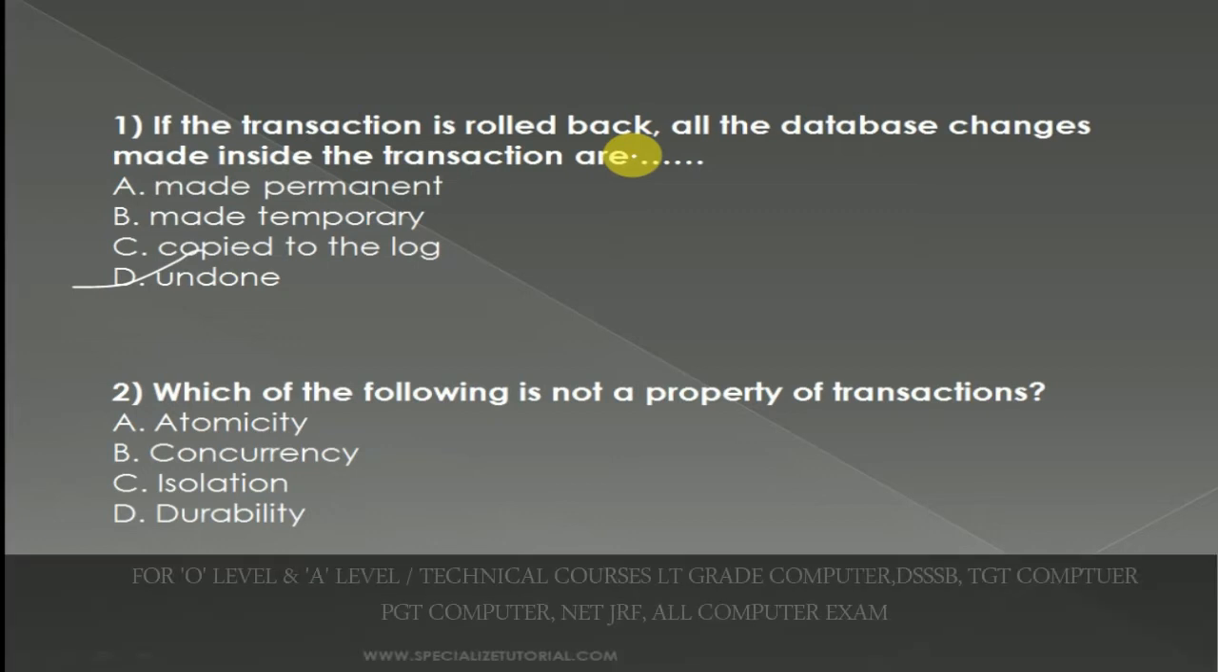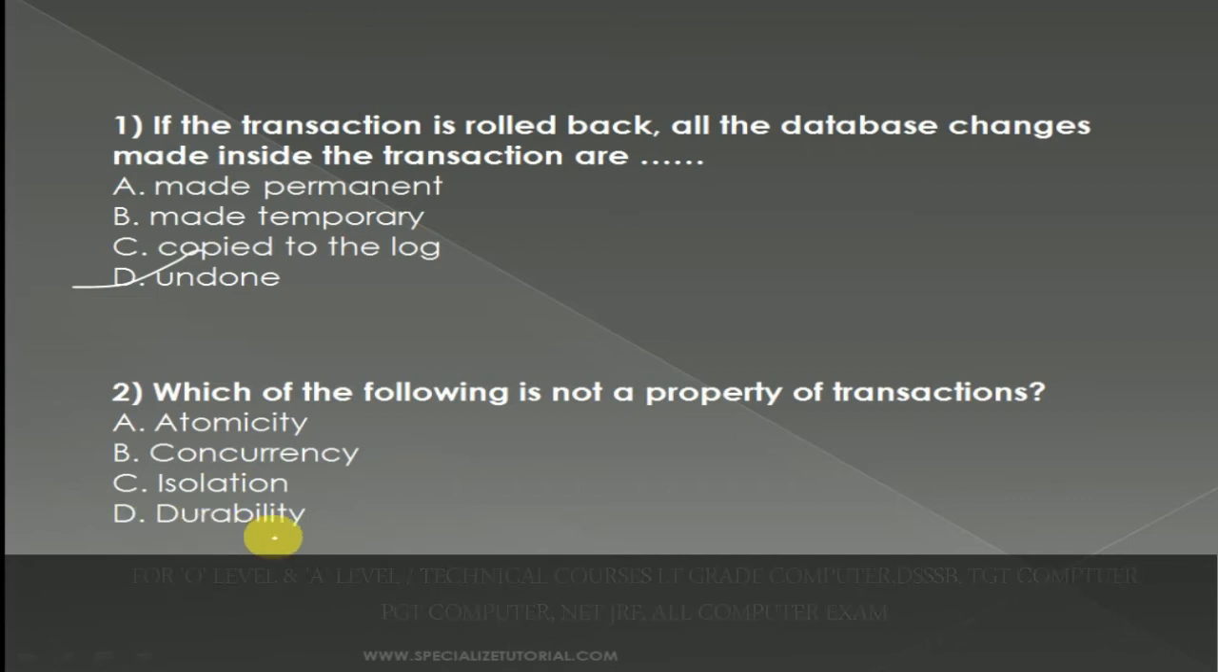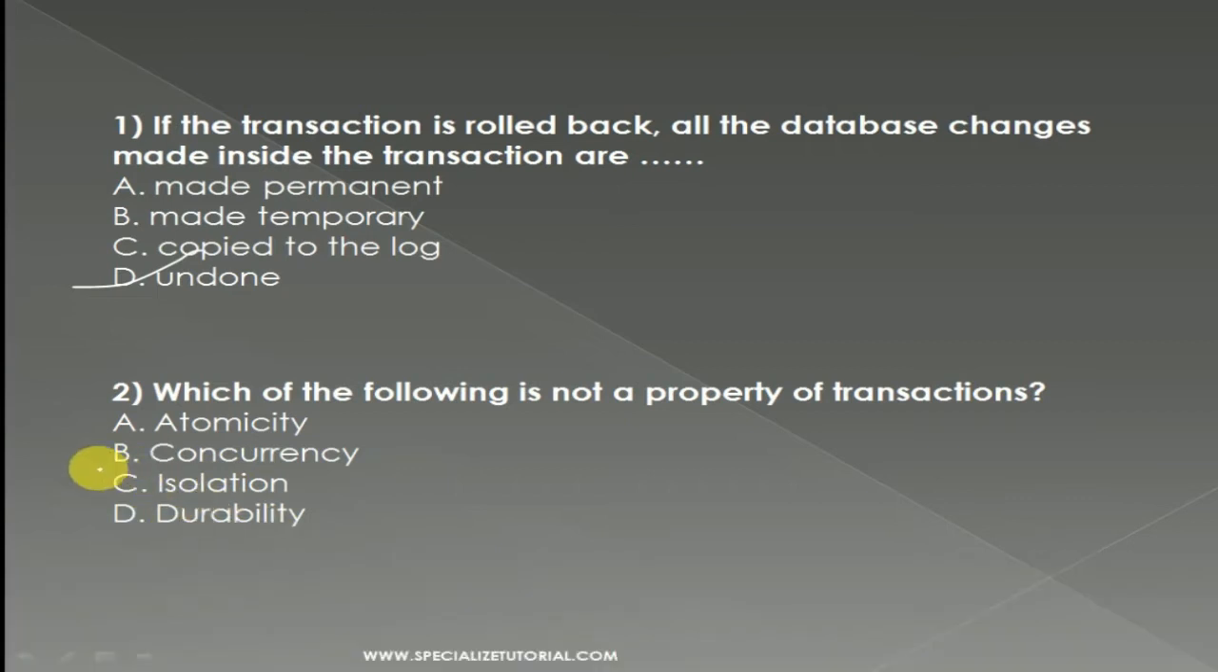So take all the MCQs very carefully. I think this is really beneficial for the exam. So now take the next question. Question number 2. Which of the following is not a property of transactions? The options are atomicity, concurrence, isolation and durability. Concurrence, the second option, is the right answer. This is not a property of transactions.